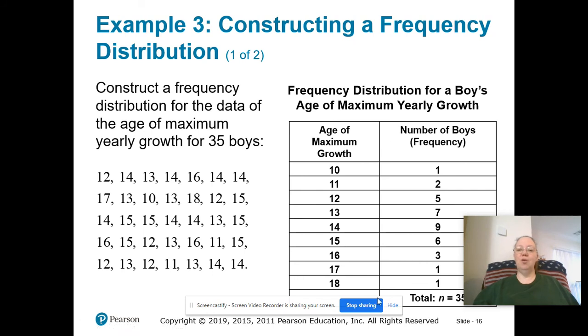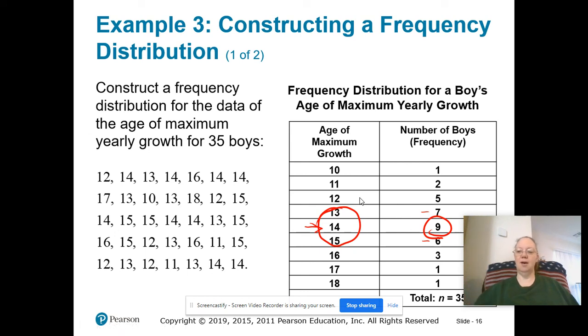All right. Now, once we have it organized in this frequency distribution table, we can notice some things. Out of the 35 boys, only one boy had a maximum growth at age 10, and only one boy at age 17 and one boy at age 18. So not very many boys grew a lot of inches in height when they were 10 or when they were 17 or 18. On the other hand, right here, there were 9 boys that grew the most number of inches in height when they were 14, and 7 and 6.